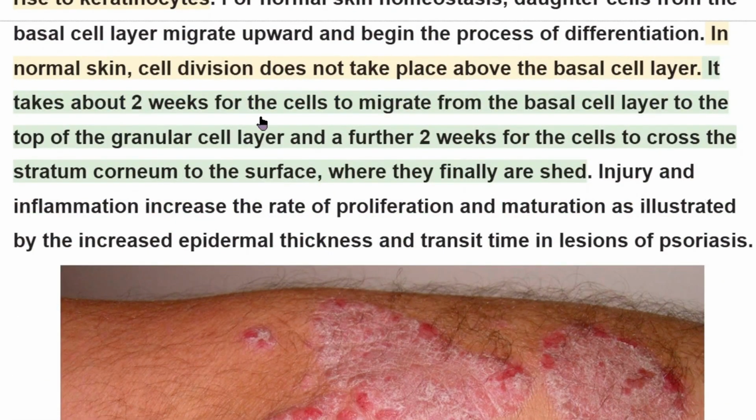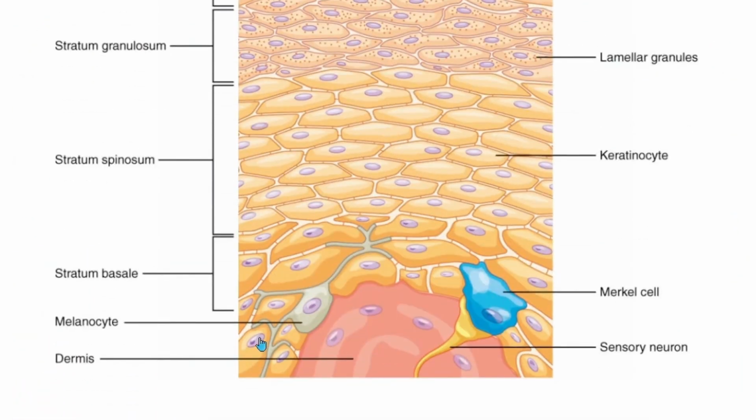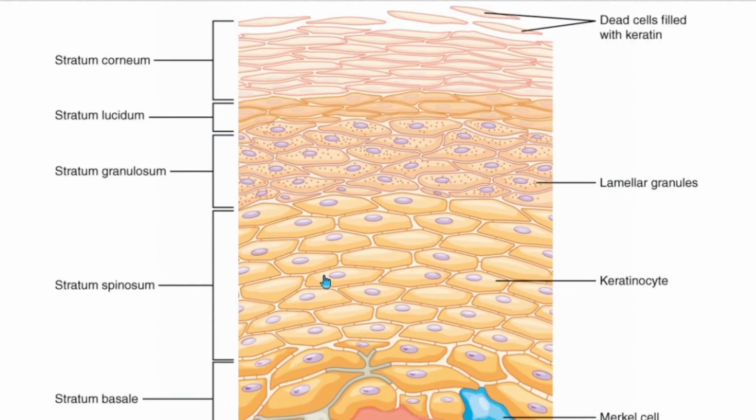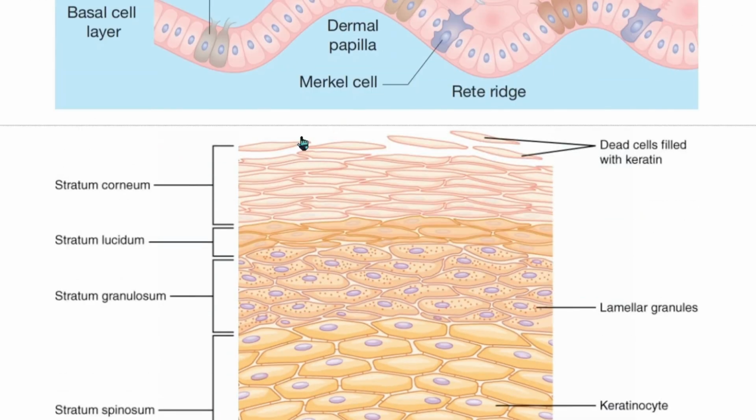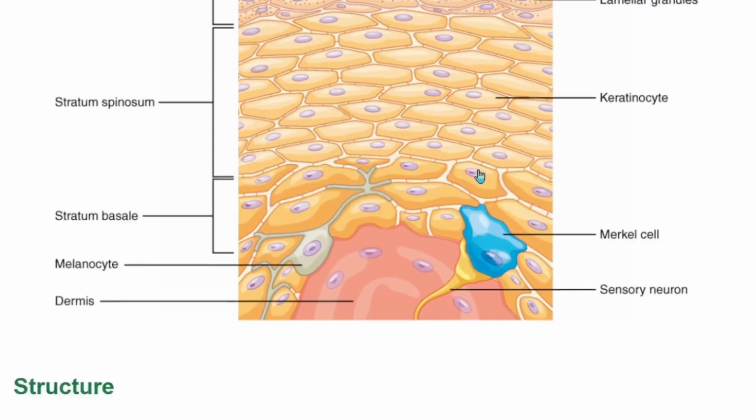It takes about 2 weeks for the cells to migrate from the basal cell layer to the top of the granular cell layer, and a further 2 weeks for the cells to cross the stratum corneum to the surface where they finally are shed. It takes 2 weeks for the cells to migrate from the basal cell layer to the top of the stratum granulosum, and a further 2 weeks to migrate from the top of the stratum granulosum to the stratum corneum layer.